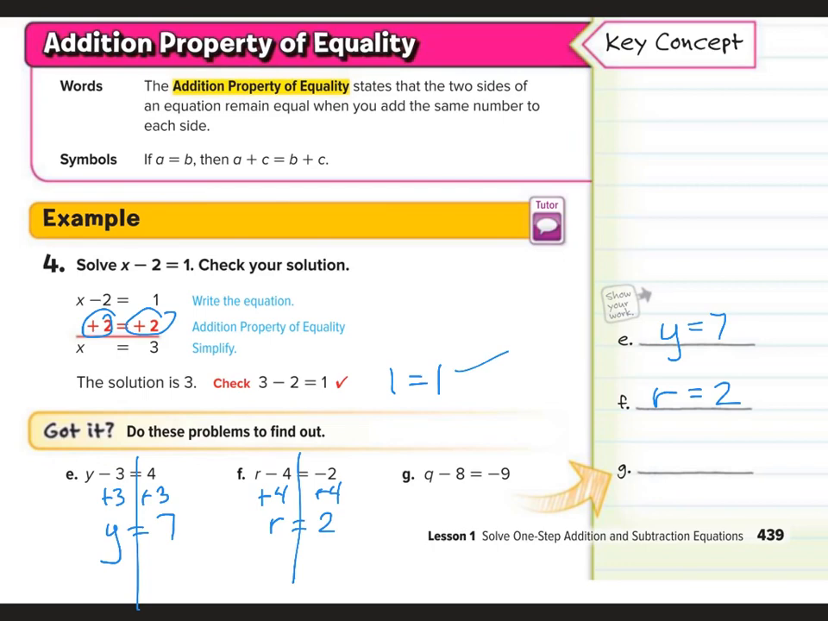For G, let's add 8 to both sides. And the reason I'm adding the number next to the variable is because I want to get the variable by itself. Q equals negative 9 plus 8, which is negative 1.